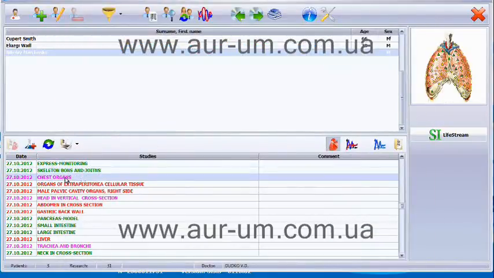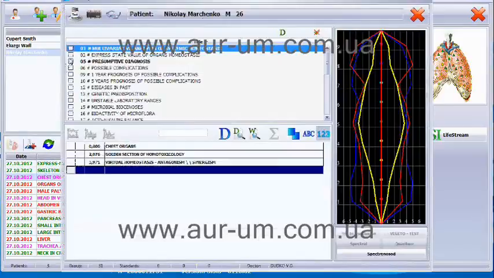Next system are the chest organs. The chest organs include lungs and heart. We press the analysis button. We go to group 1.